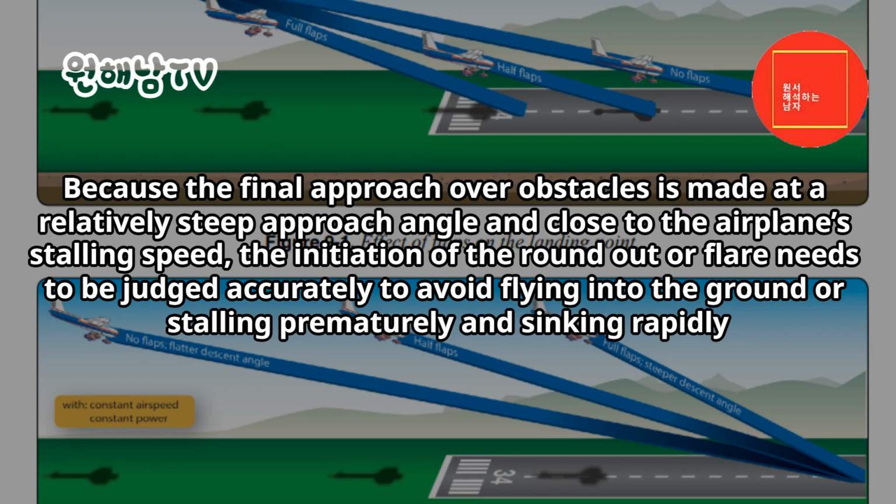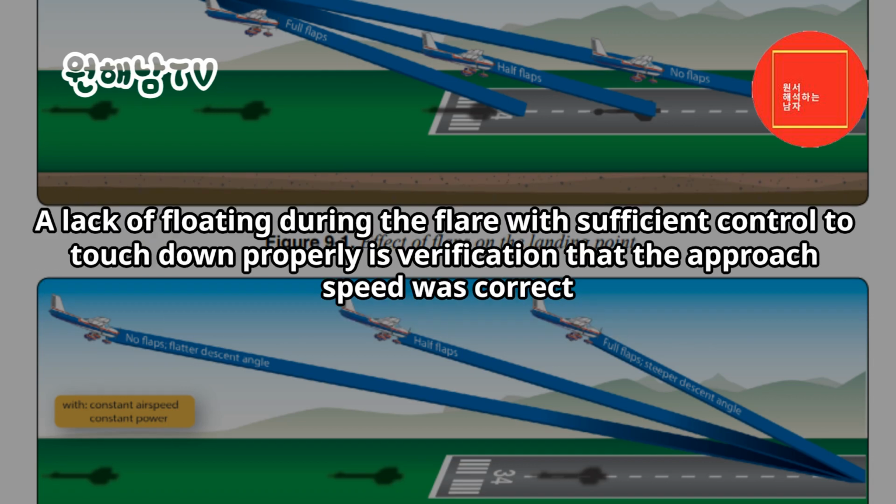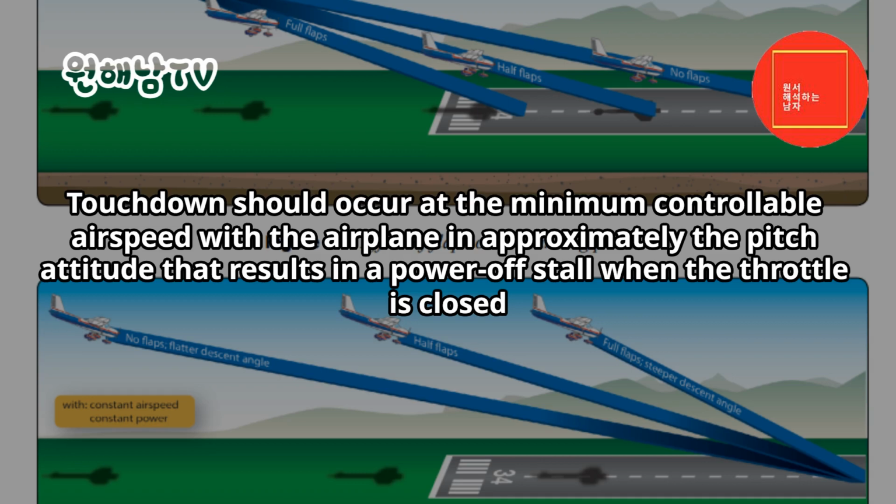Because the final approach over obstacles is made at a relatively steep approach angle and close to the airplane's stalling speed, the initiation of the round out or flare needs to be judged accurately, to avoid flying into the ground or stalling prematurely and sinking rapidly. A lack of floating during the flare with sufficient control to touch down properly is verification that the approach speed was correct. Touchdown should occur at the minimum controllable airspeed, with the airplane in approximately the pitch attitude that results in a power-off stall when the throttle is closed.